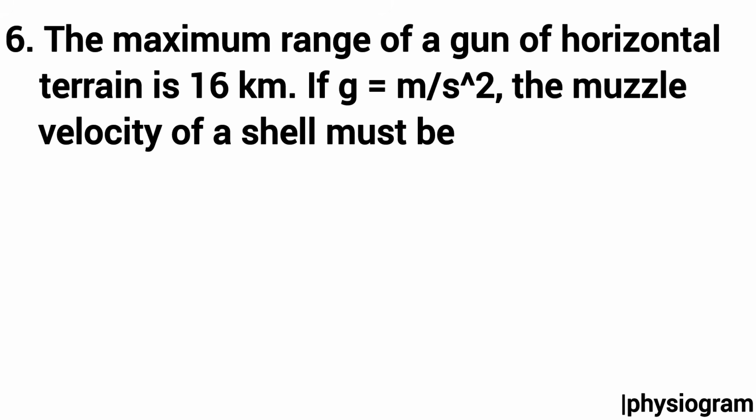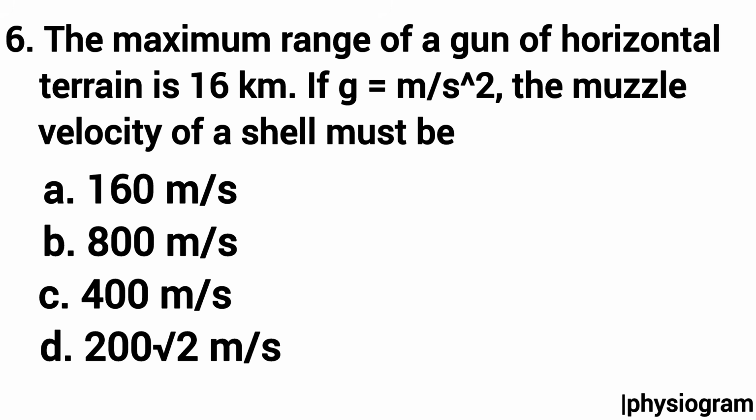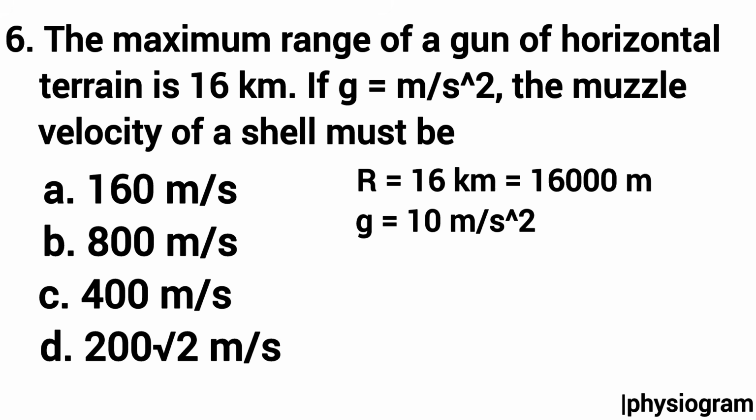Question number 6: the maximum range of a gun on horizontal terrain is 16 km. If g equals 10 meter per second square, then the muzzle velocity of a shell must be, option A 160 meter per second, B 800 meter per second, C 400 meter per second, and D 200 root 2 meter per second. So given here, maximum range r is 16 kilometer, that is 16,000 meter, then acceleration due to gravity g equals 10 meter per second square, and the terrain is horizontal.